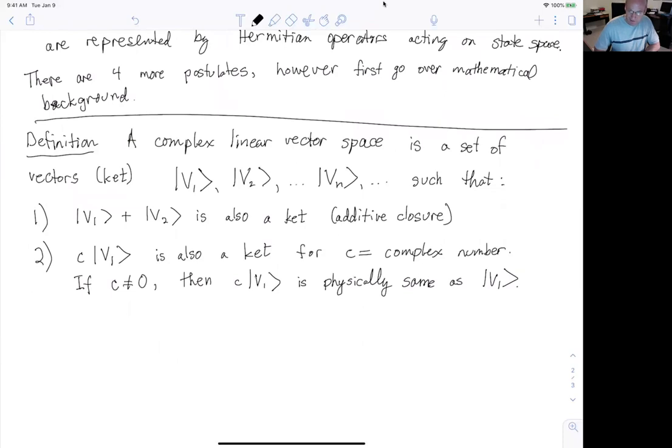Okay, so that's going to be very important later on. We will often decide that we don't necessarily like the normalization of the ket in some way, and so we're going to multiply it by a complex number, and we will do that with impunity, knowing that it actually doesn't change what the ket represents as a physical system.